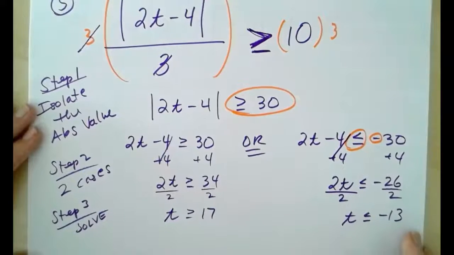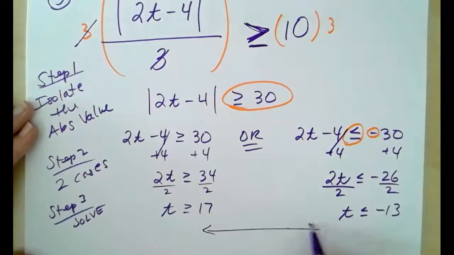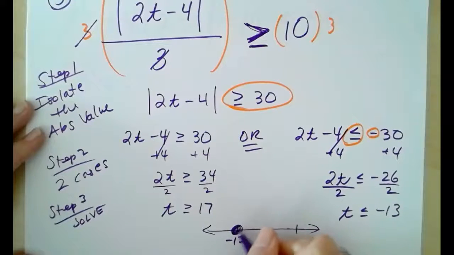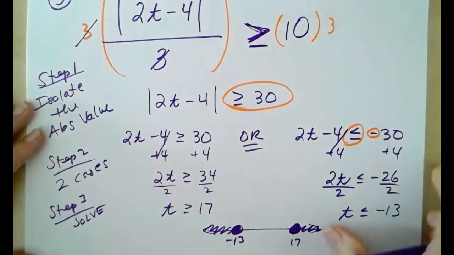Where are our answers? Our answers are greater than or equal to 17 or less than or equal to negative 13. So we're going in opposite directions again on the number line. So closed on both sides and nothing in the middle. That's our solution set.